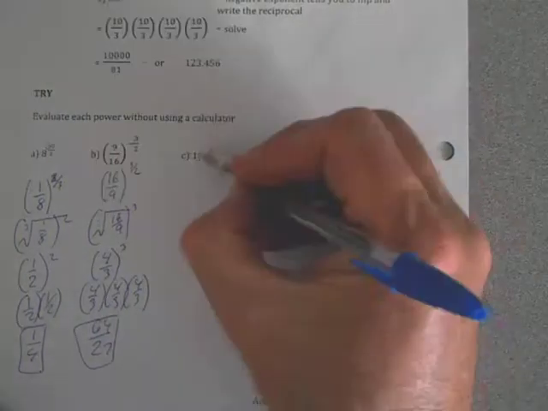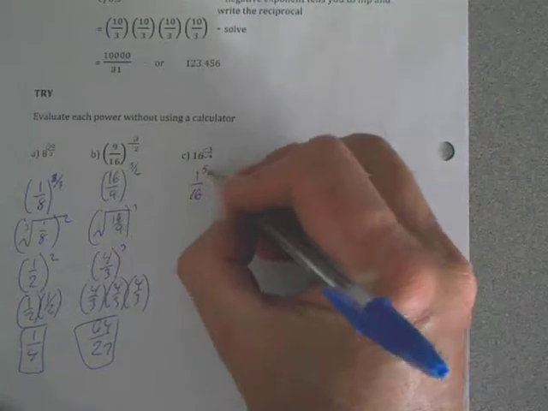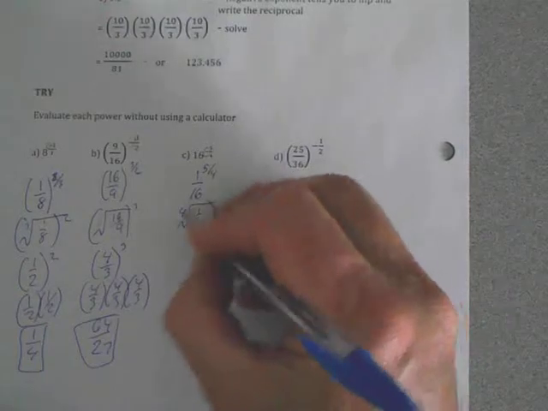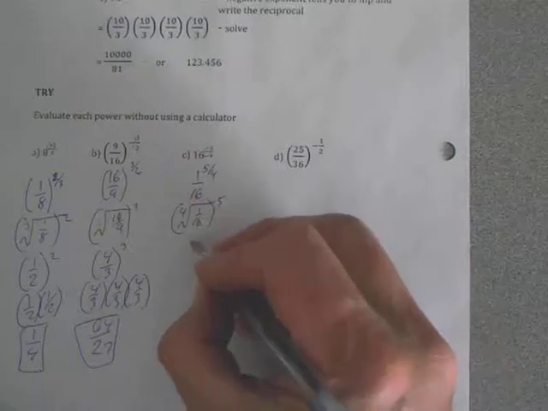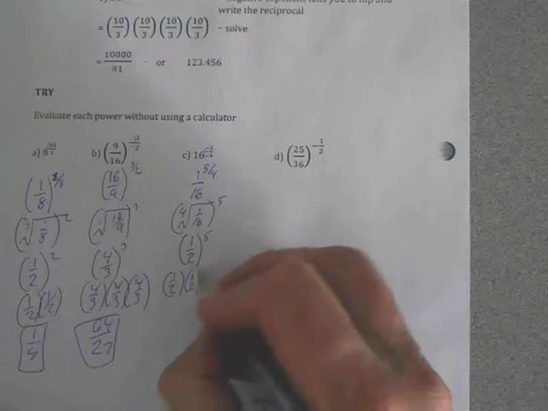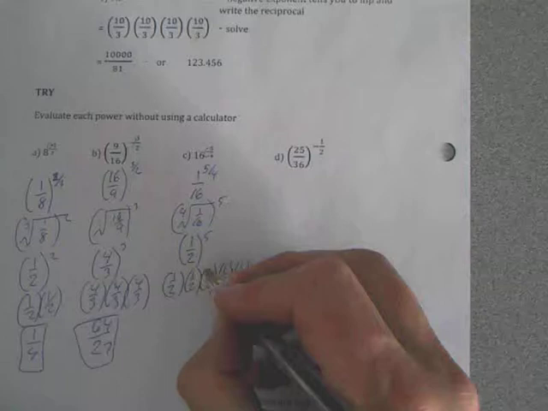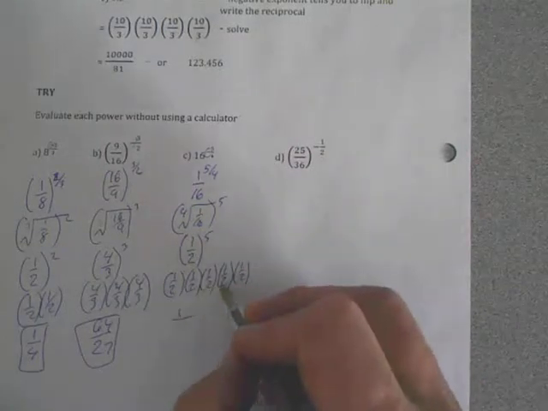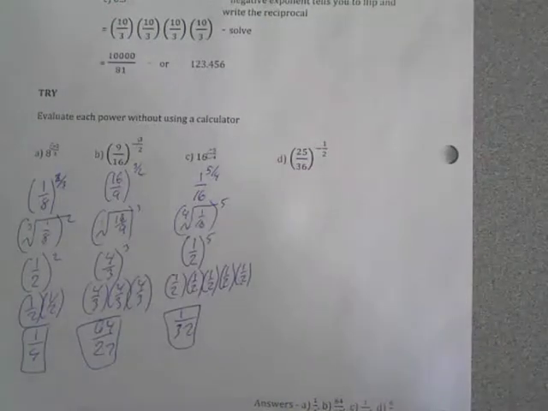Okay, same thing. Negative sign, I'm going to flip it, so it's going to be 1 over 16 to the power of 5 over 4. As a radical, 4 goes here, 1 over 16 to the power of 5. What number multiplied by itself 4 times is going to be 16? That would be 1/2, to the power of 5, which is 1/2 times 1/2 times 1/2 times 1/2 times 1/2. 1 times 1 times 1 times 1 times 1 is 1, and 2 times 2 times 2 is 8, times 2 is 16, times 2 is 32.